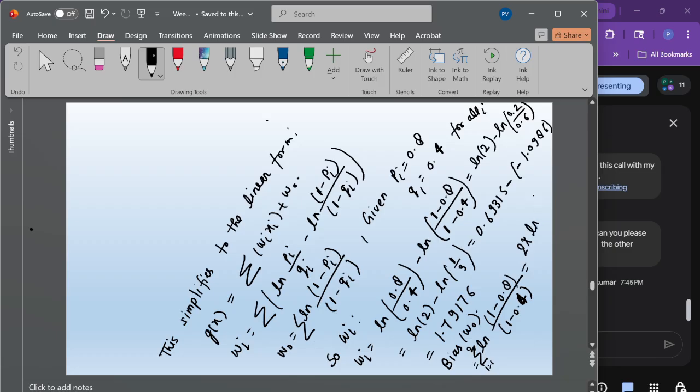2 into ln of 0.2 by 0.6. So again here, 2 into ln of 1 by 3, and here 2 into minus ln of 1 by 3, value is minus 1.0986. So if you just multiply, the bias value overall you will get is minus 2.1972.